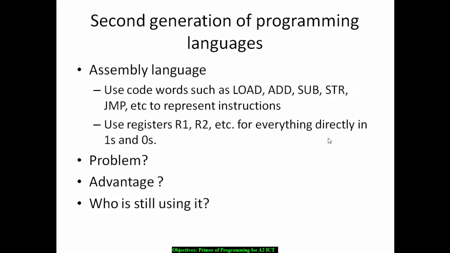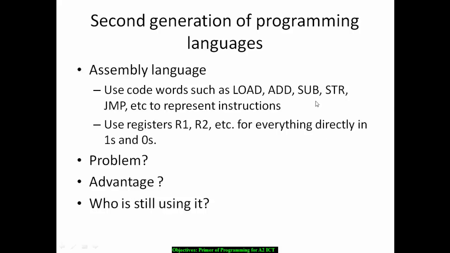The second generation of programming languages is assembly language. Machine code, the binary form, is hard to read, hard to understand, and also hard to remember. So therefore, there are a lot of problems, such as difficulty to learn, difficulty to debug, and very low productivity. Therefore, engineers very soon developed assembly language.